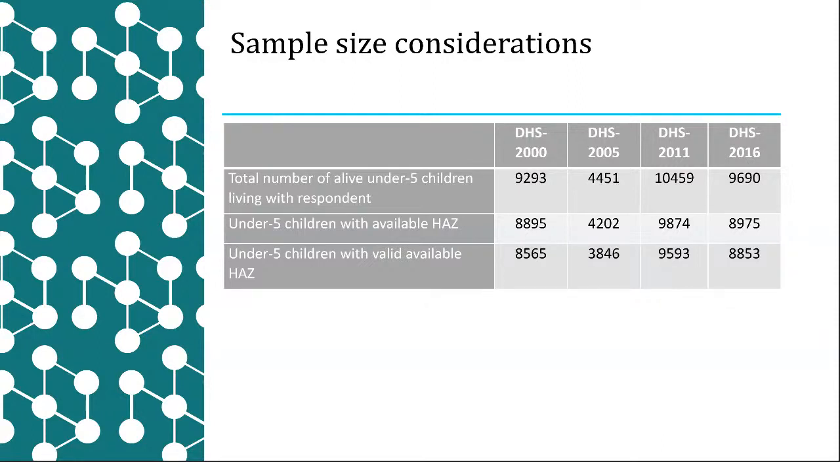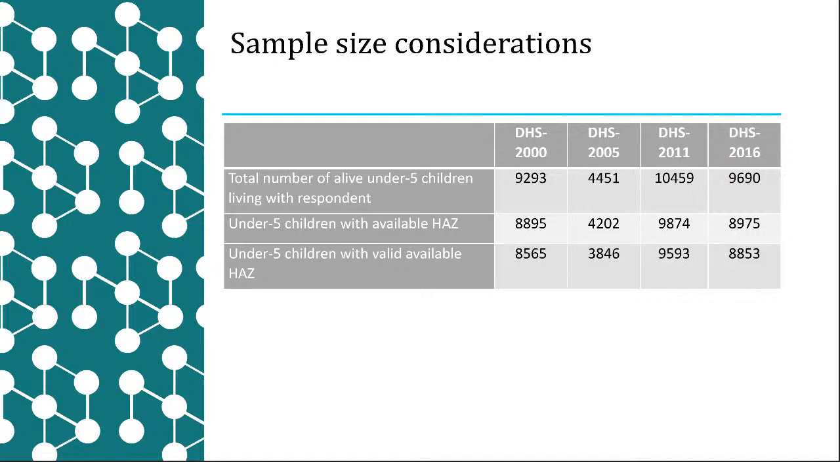And so in the DHS for Ethiopia, there was a good amount of under 5 population. And so you can see here, in the DHS 2000, there were about 9,200 children under 5 that were alive. The ones that had available HAZ data, or height-for-age Z-score data specifically, reduced a little bit there, 8,895. And then those that had valid data was about 8,565. And we did this type of assessment for all the surveys, just to get a sense of whether the sample sizes were adequate for doing this type of analyses.